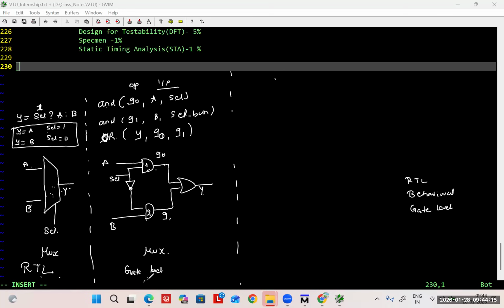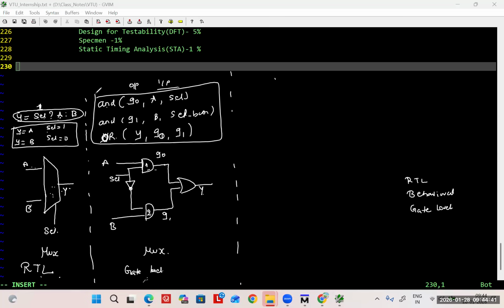Which RTL coding? Gate level, sir. Gate level? One line coding. RTL, three line coding. Whoever still tells like a GLS, gate level, I think they have boosted last night. Okay, drunken? No, no. Chalo.